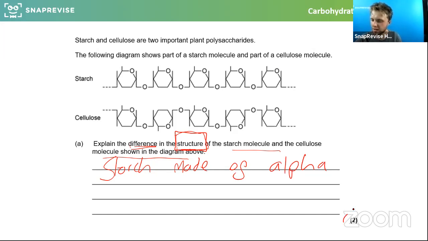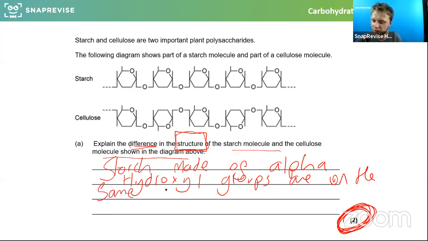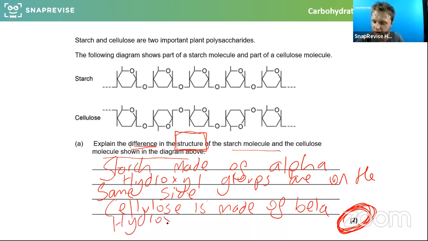You need to be able to say, to get these 2 marks, that the hydroxyl groups are on the same side. One issue is lots of people will then give up. If you give up at this point, you won't get any marks. So you need to say cellulose is made of beta. And then after that, you need to say hydroxyl groups are inverted. Lovely. That is all you'd need to say for this question to get those 2 marks.